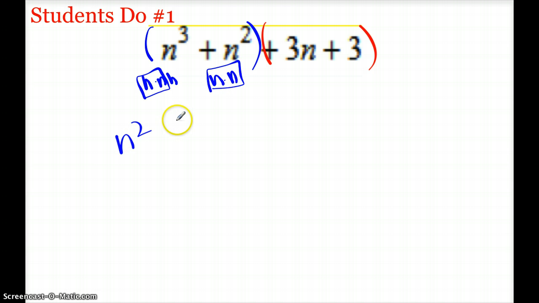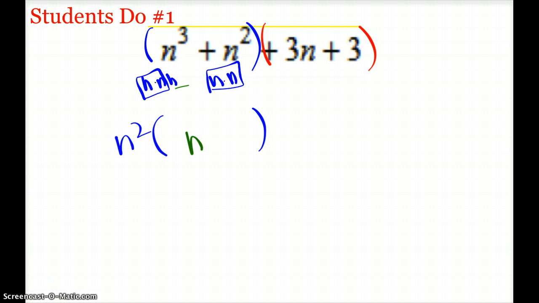N squared. The leftovers, this is leftover with an n. And the leftovers for this one look like there's nothing, but I can put a 1 here because I need a placeholder for each piece. If I multiply this one by 1, nothing changes. Now here, these can both be factored out as 3 times n, and this one doesn't really have anything, so 3 times 1 is okay.